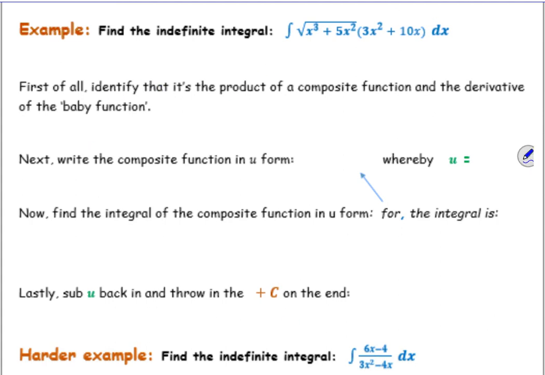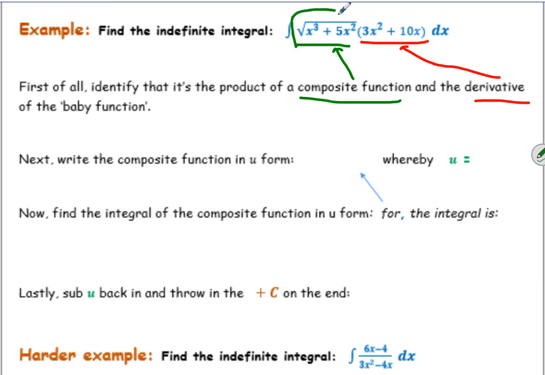That's it there. And the derivative of the baby. So what happened to the square root? The square root's part of the composite function, so the composite function is the entire thing. The derivative is the derivative of the baby function. Oh, I got you. Yeah, that's fine. So we've done that.